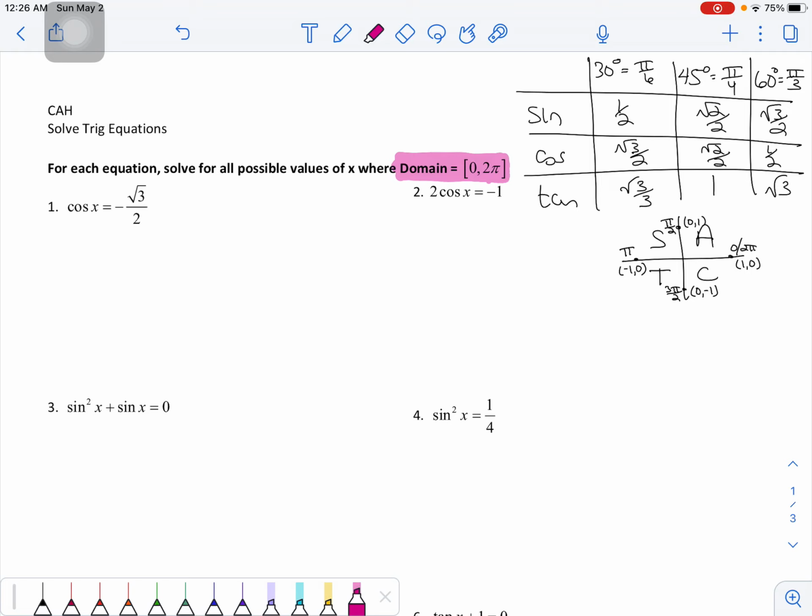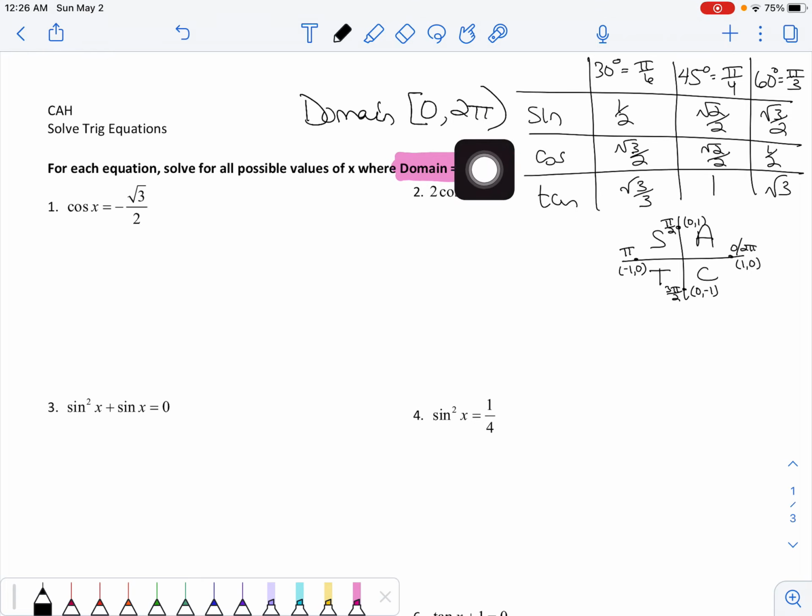Be careful with this. You may also see a domain, and I'm going to go ahead and write this. You might see a domain instead that would say that x is from 0 to 2 pi in parentheses. So that would mean that you can go from 0 up to 2 pi, but not actually include 2 pi in your answer set. So just be aware of the difference between these two domain sets.